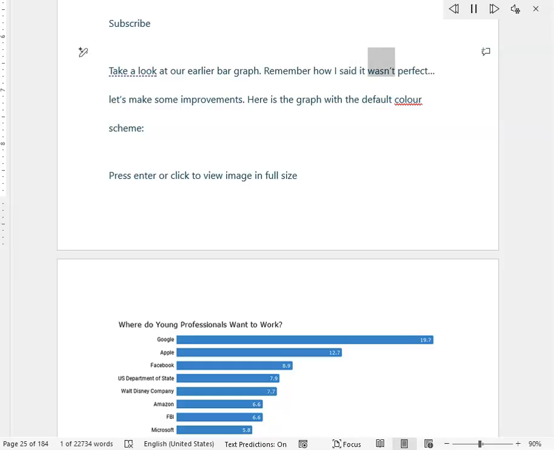Take a look at our earlier bar graph. Remember how I said it wasn't perfect? Let's make some improvements. Here's the graph with the default color scheme.